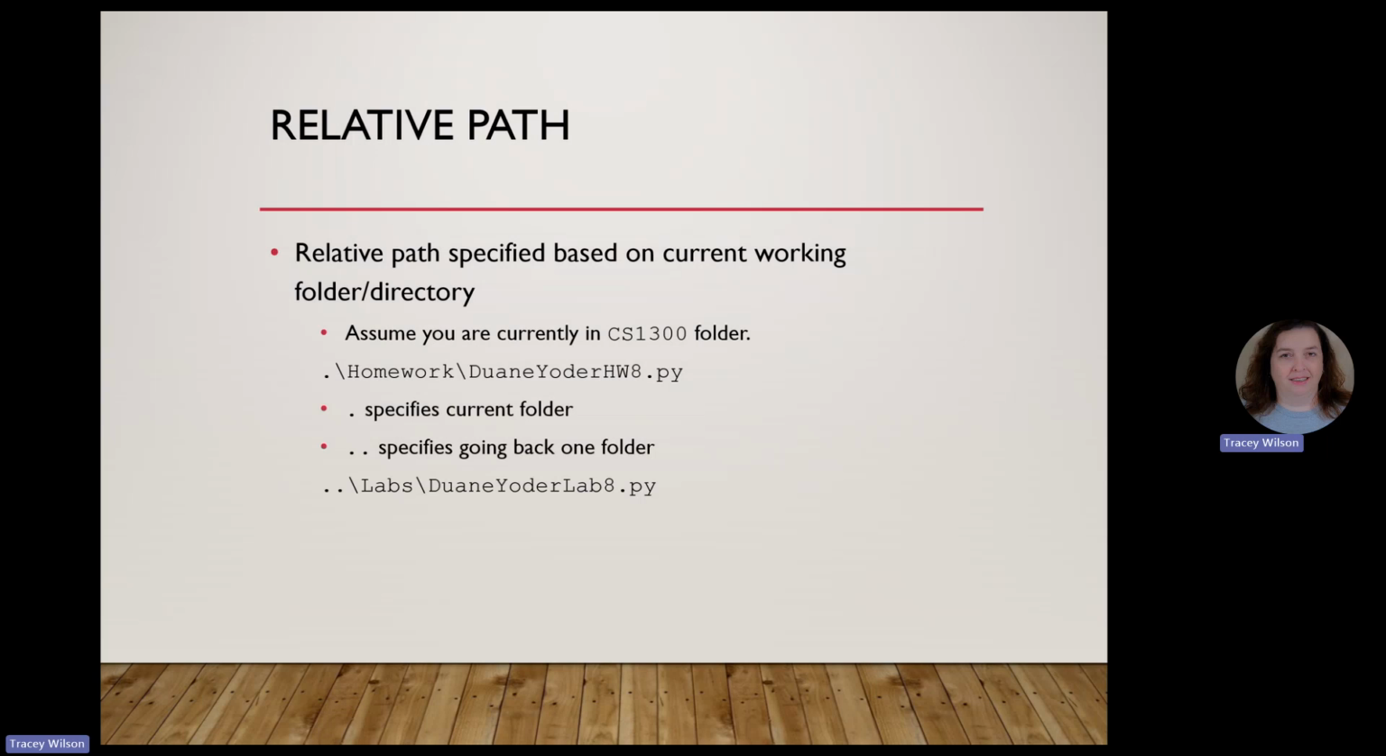So there's some shortcuts you can use that indicate up a directory, down a directory, or in this case, up a folder, down a folder, that sort of thing. So that's when you see the dots. This one assumes that you're already in the CS 1300 folder, and it just needs to find homework and the file. Two dots assumes that you need to go back a folder to look for stuff.